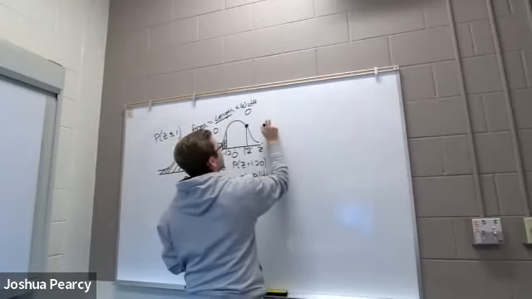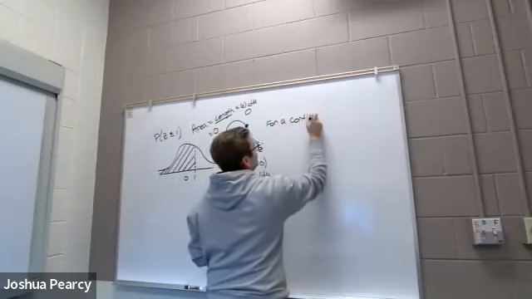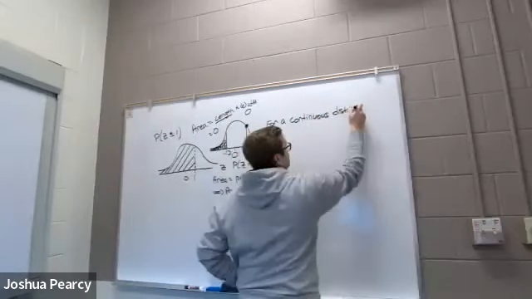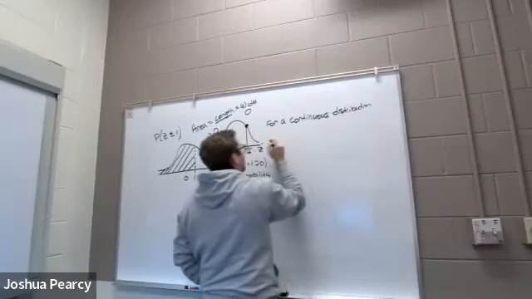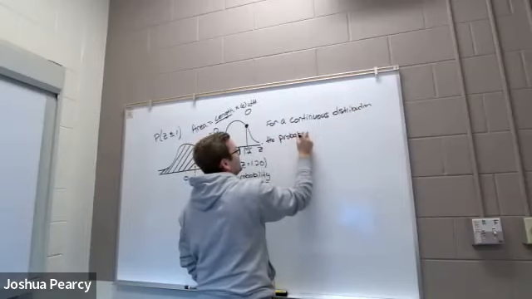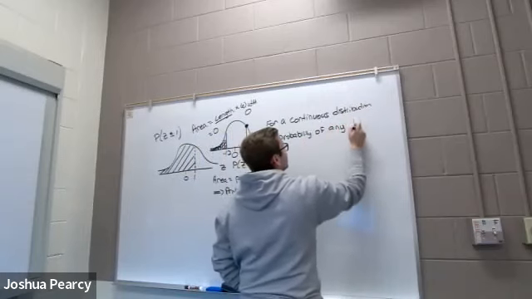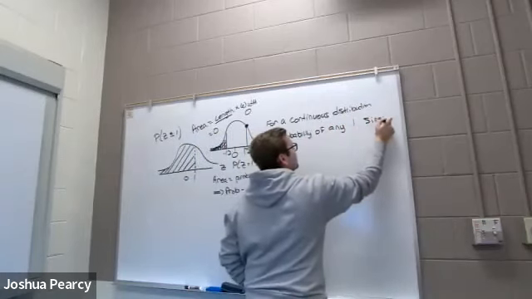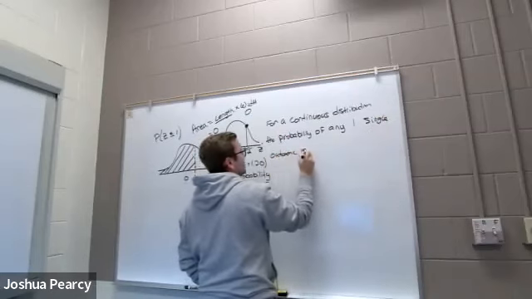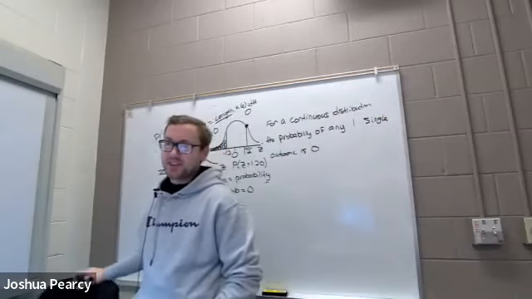For a continuous distribution, the probability of any one single outcome is 0. Remember that rule. That will guaranteed show up.